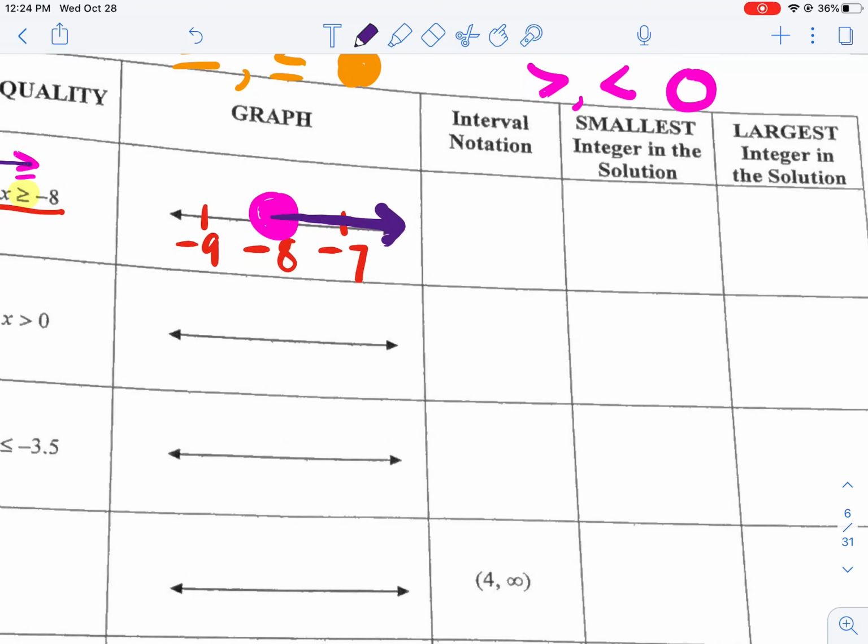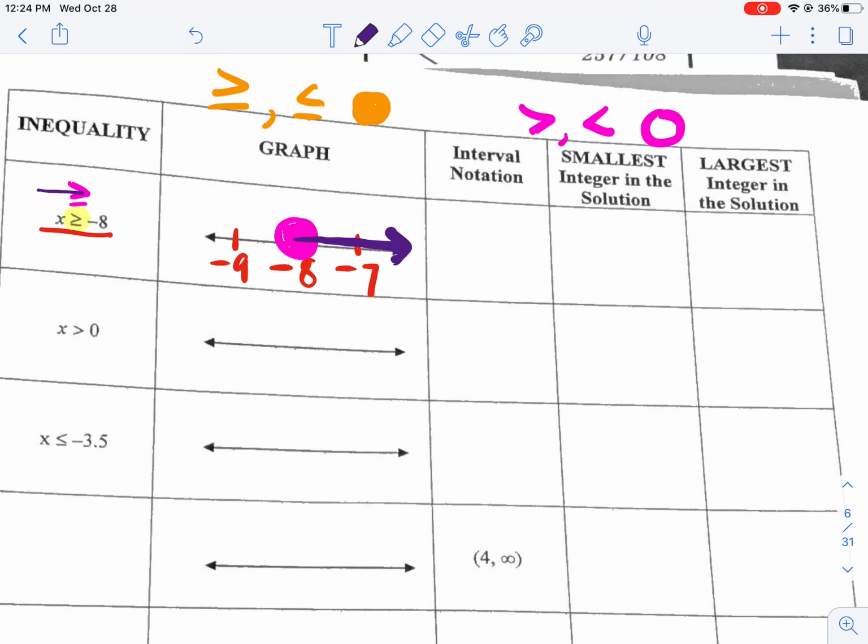Now, what does this look like in interval notation? Well, we're starting at -8 and we're going on forever, which means infinity. So let's put it in our notation, our brackets and curvies. Since this point is filled in, we're going to do a square bracket. And then a reminder, when you have infinity, it's going to be one of these. What is the smallest integer in this solution? The smallest integer, meaning what whole number is the smallest, is -8. The largest, well, if it goes on forever, it's going to be infinity.